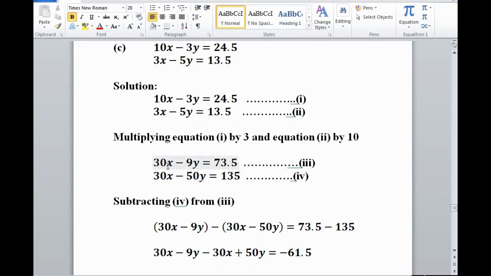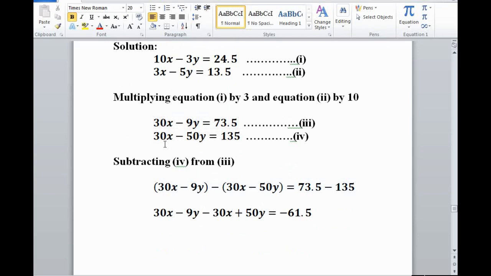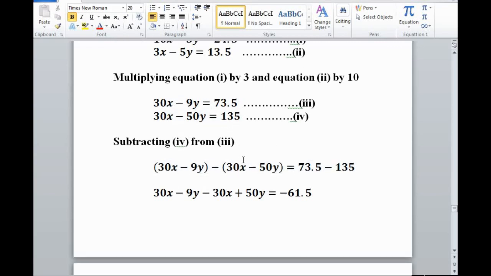And now if you check, we have two same values for the coefficients of x in equation 3 and in equation 4. Since both coefficients are positive, we can eliminate variable x from these two equations by subtracting equation 4 from 3, or you can also subtract equation 3 from 4. So first I will write left hand side of equation 3, which is 30x minus 9y, minus left hand side of equation 4, which is 30x minus 50y, equals right hand side of equation 3, which is 73.5, minus right hand side of equation 4, which is 135.